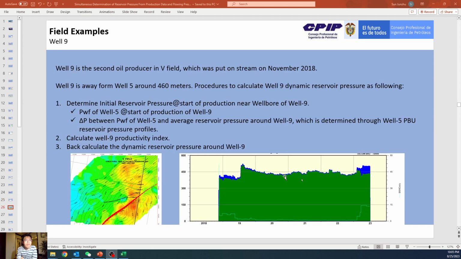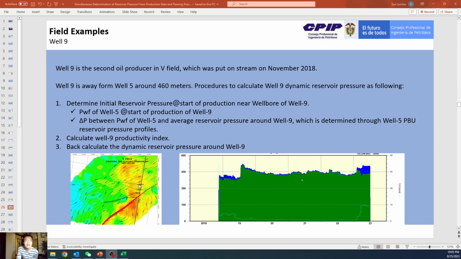This is the well 9 case. Well 9 is the second oil producer in V field, which was put on stream in November 2018.